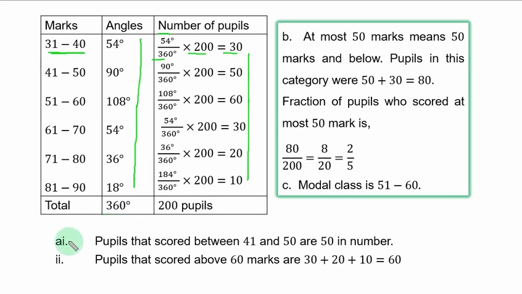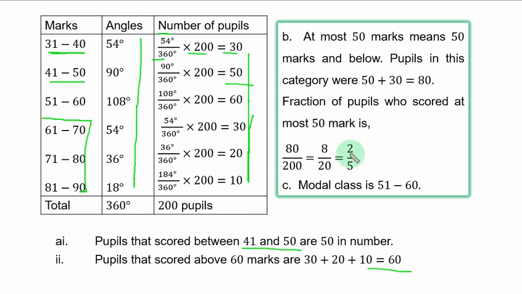So let's get Roman figure 1 of A. Pupils that scored between 41 and 50. That is this interval, they are 50. Roman figure 2. Pupils that scored above 60 marks. That is this interval to this interval. That is simply 30 plus 20 plus 10, and that is 60 students.